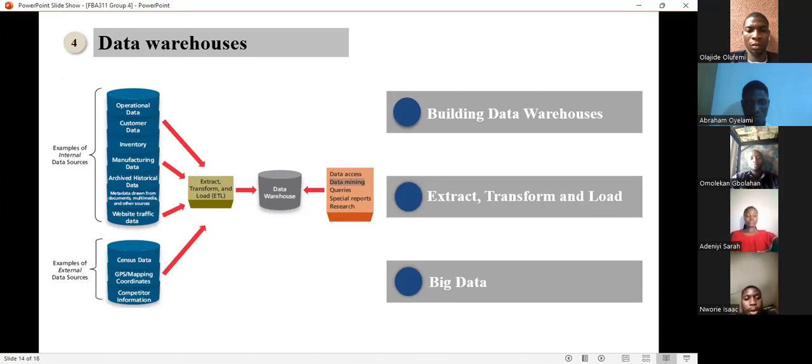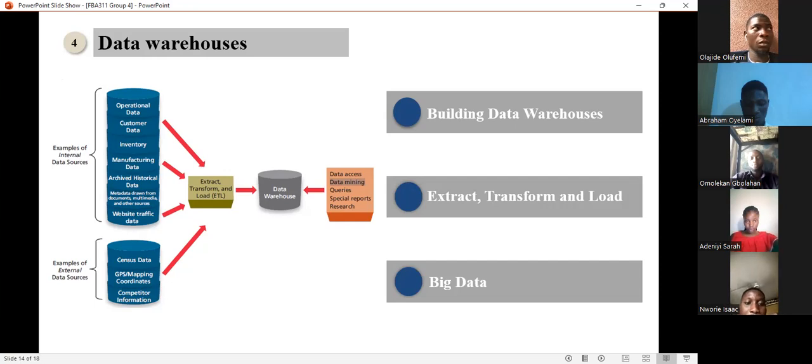So we have two types. Actually, we have the internal and the external data sources. The internal is basically within the organization. So looking at the customer, looking at the staff, looking at the manager and all that. So that's just it, basically the information that is collected within the organization.